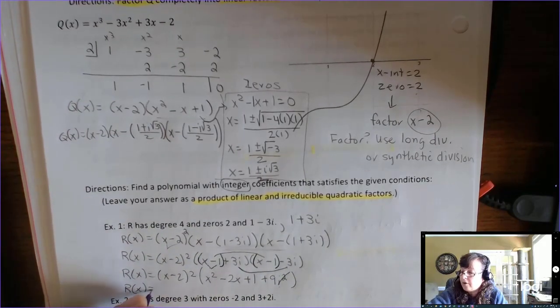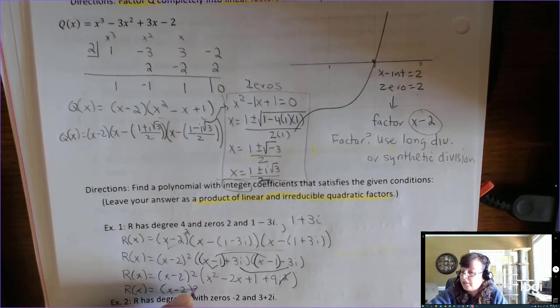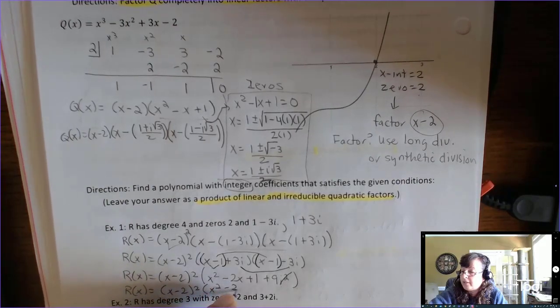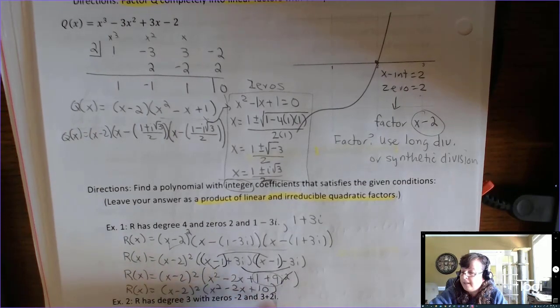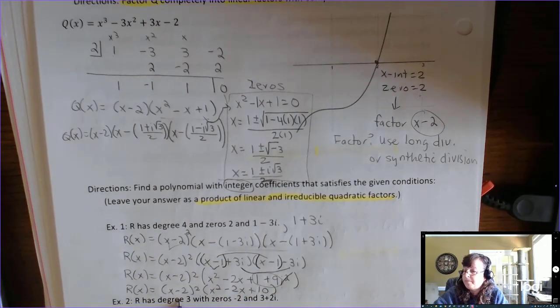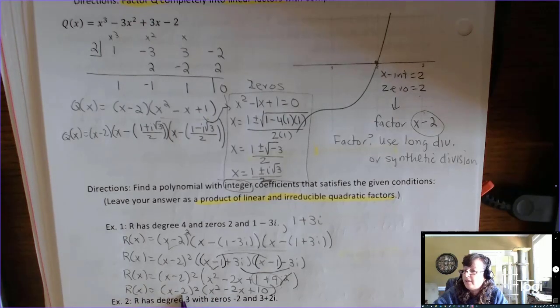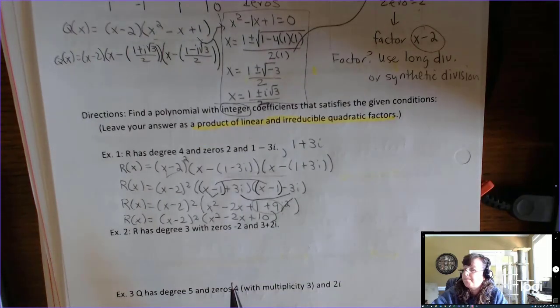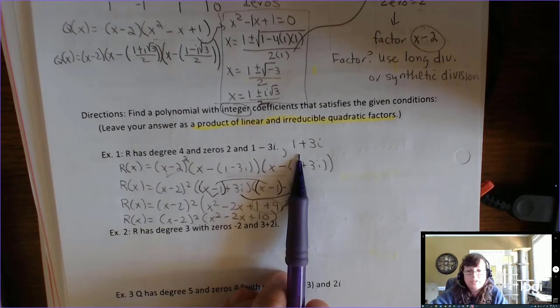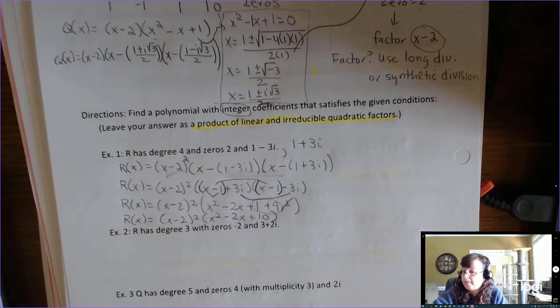So then we have r of x equals x minus 2 quantity squared times x squared minus 2x plus 10. And now we have a linear factor and an irreducible quadratic factor, and they all have integer coefficients. So the imaginaries disappeared. And that's why you have to remember the conjugate. If you don't remember the conjugate, the imaginaries won't disappear. Okay, let's try another one.